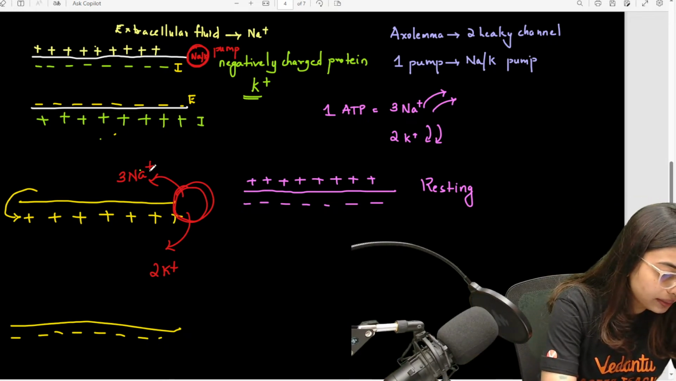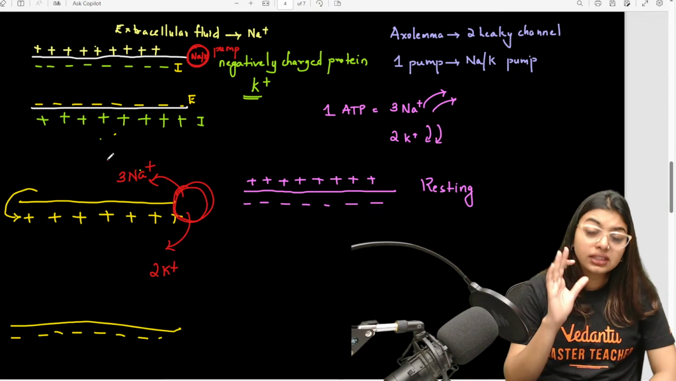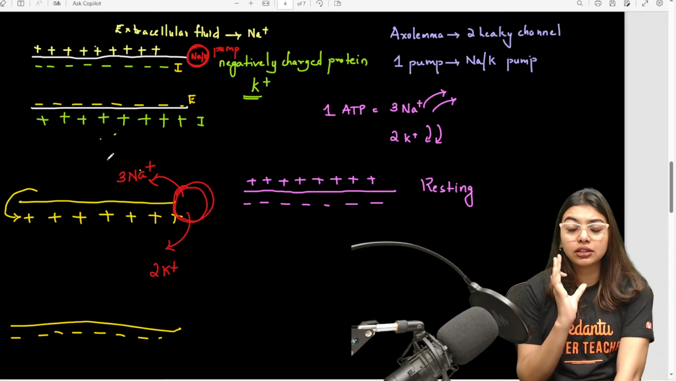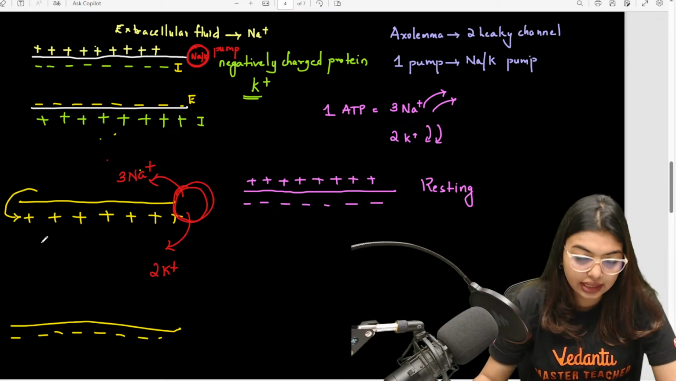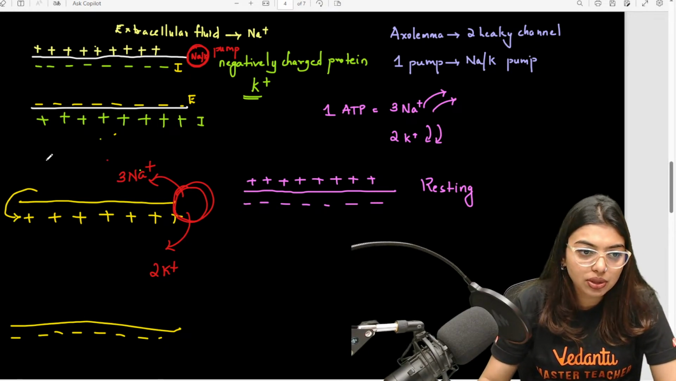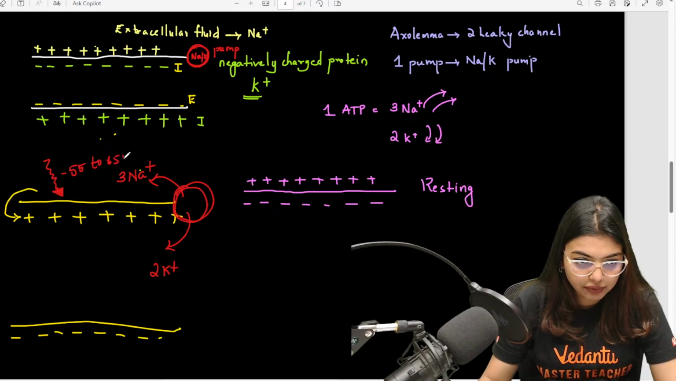Yes or no? Clear? Now, this you remember always, 1 ATP can remove 3 sodium ions outside and 2 potassium ions it can take inside. Now, how does an impulse happen, students? Let's say here one impulse happened, which is around minus 55 to minus 65 mV.